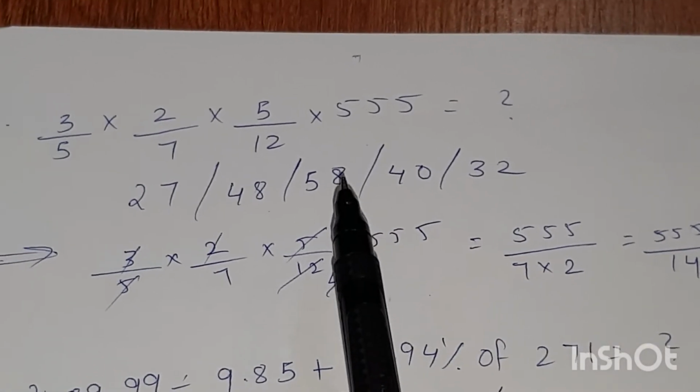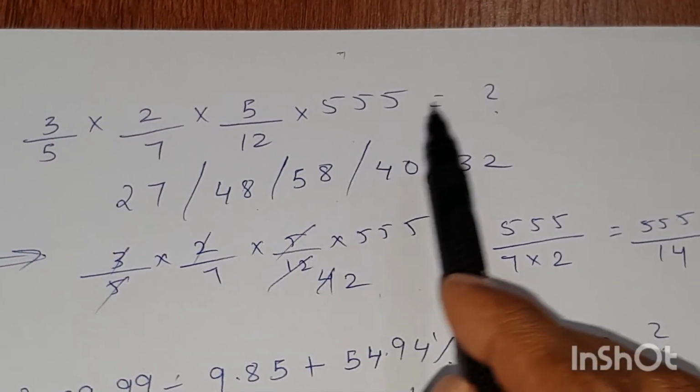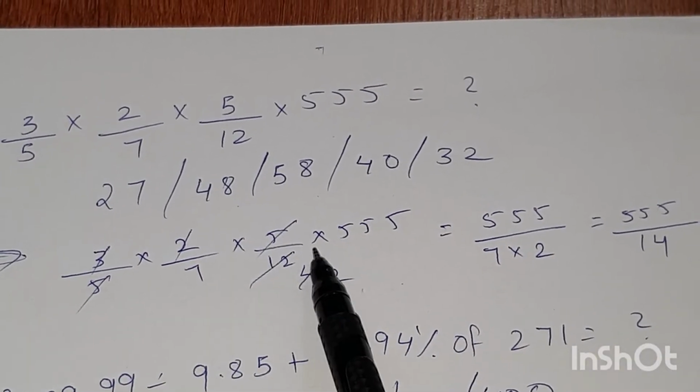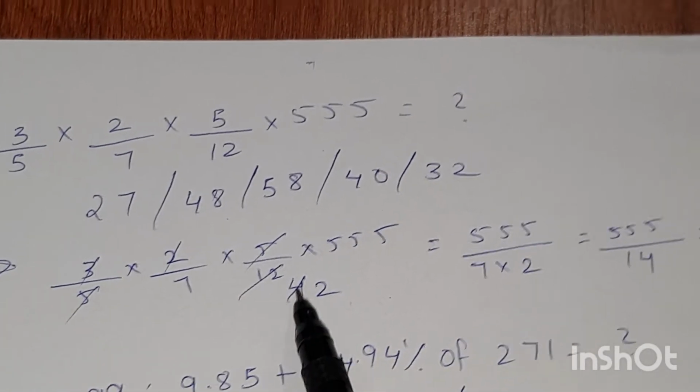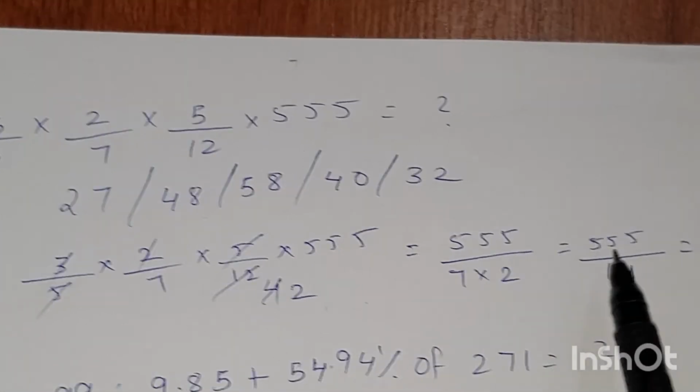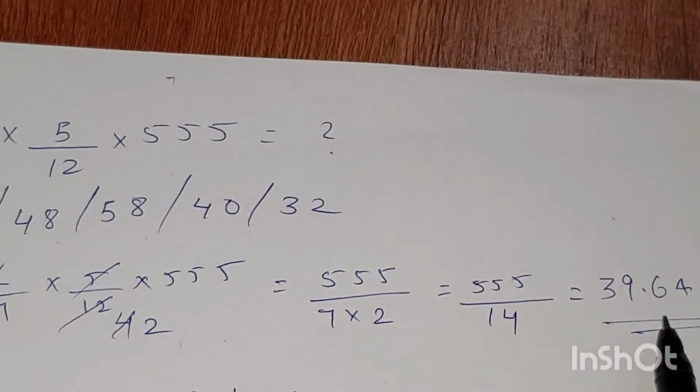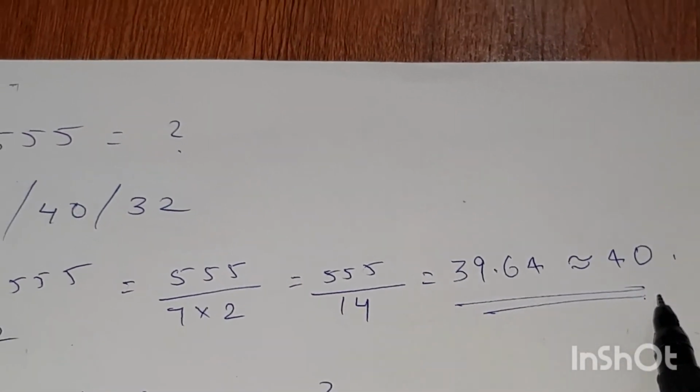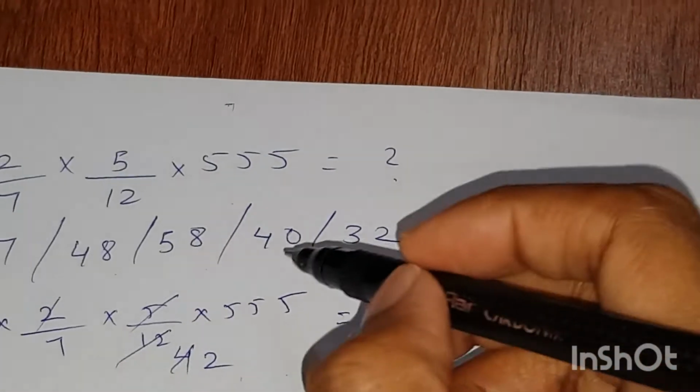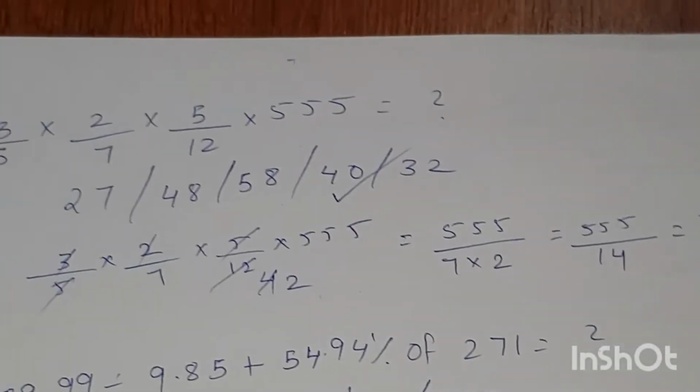Next approximation type question: 3 by 5 into 2 by 7 to 5 by 12 into 555. 5 gets cancelled, and 3 and 12 get cancelled. So 555 by 7 into 2, that is 555 by 14, which is equal to 39.64, which can be approximated as 40. So the option is the fourth one, 40.